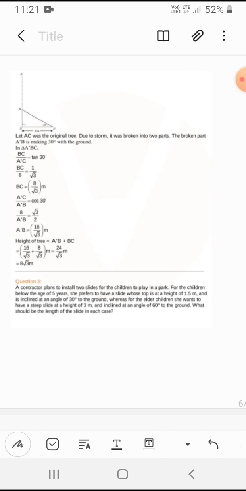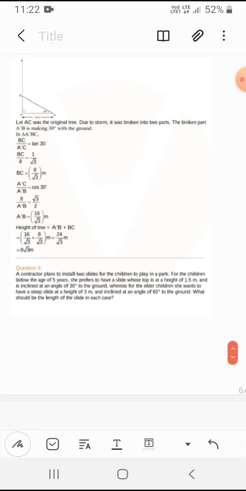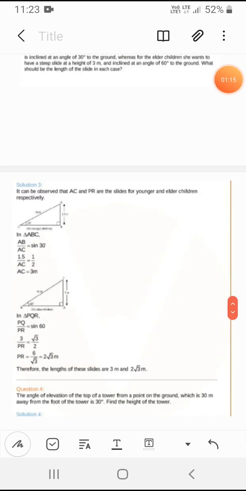And the next: a contractor planned to install 2 slides for the children to play in a park. For the children below the age of 5 years, she prefers a slide whose top is at a height of 1.5 meters, and which is inclined at 30 degrees to the ground, whereas for the elder children she wants a steeper slide of 3 meters, with the inclination angle 60 degrees. So the contractor is saying like that. Let's calculate what answer will come. Now there are 2 questions they have given.